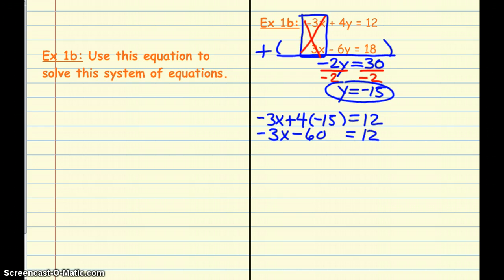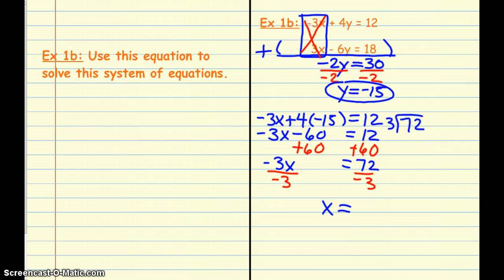And now we're going to add 60 to both sides. So we have negative 3x equals 72. And what do we do to solve from here? We actually have to divide by our negative 3. So we have x equals, and then I'm just going to do 72 divided by 3 over here.